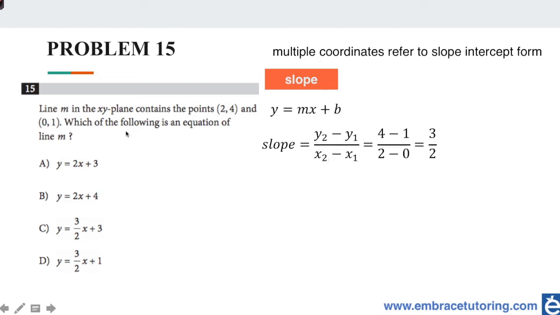Now, quickly understanding, you could actually use this point here, (0, 1). I could plug this in for my x, and then I should get my y coordinate of being 1, which immediately makes D my best answer.